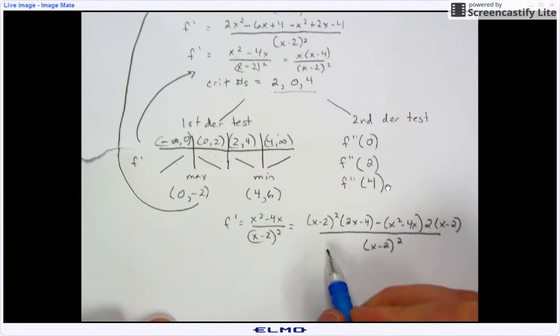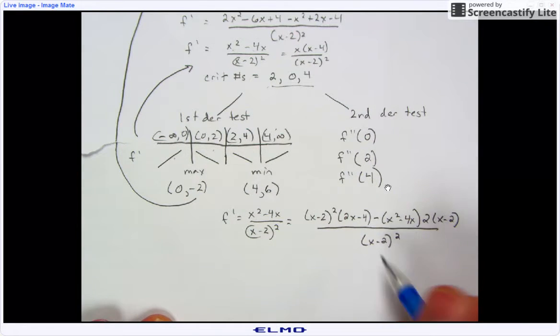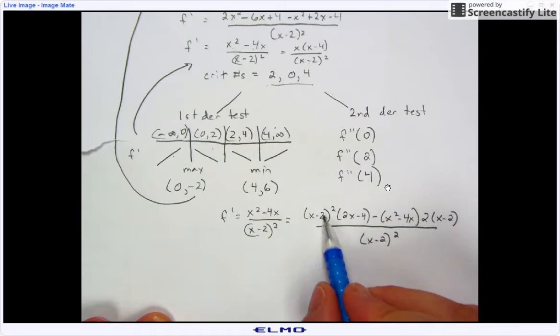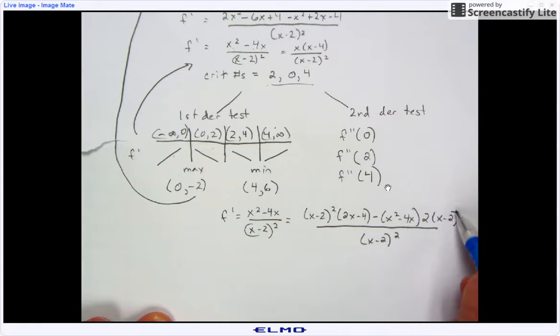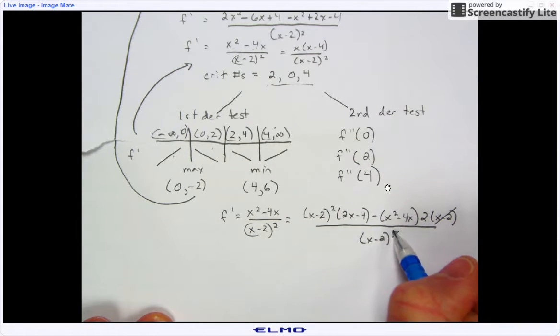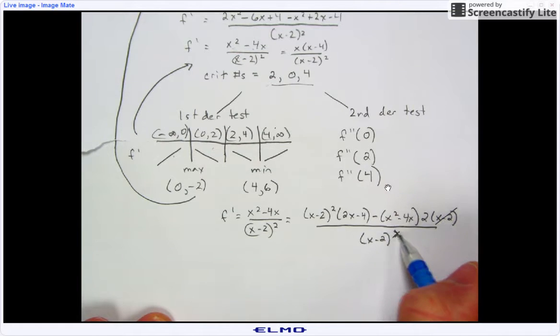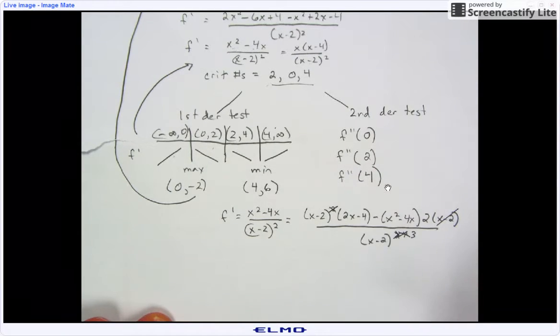And so before I go any further, I can reduce, there's an x minus 2 in everything. So I'm going to take it out. Sorry, this should have been to the fourth. So I'm going to take that out, and that's to the third. And that's to the first.